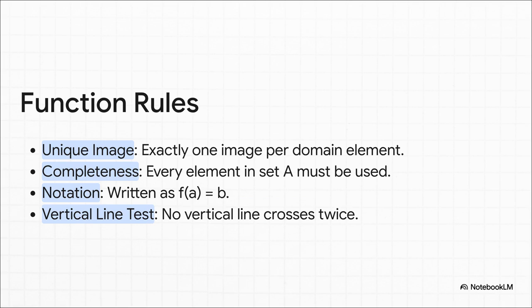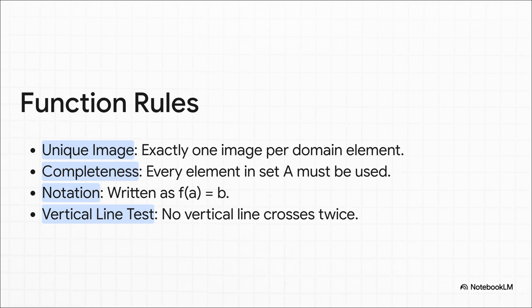A relation only upgrades to a function if it perfectly follows 2 strict rules. First up, the unique image rule. Every single element in your domain must point to exactly one image in the codomain. Basically, no 2 timing allowed. One input gives exactly one output. Second is completeness. Every element in your first set, set A, must be used. You can't leave any inputs behind.